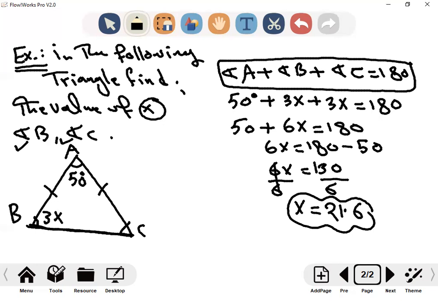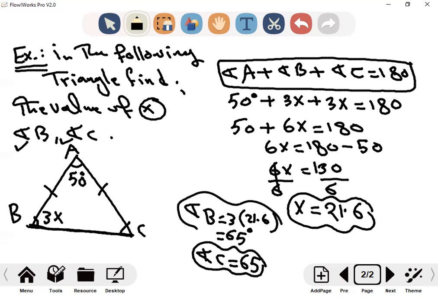Now, angle B and angle C. Angle A is given. Angle B is 3x, and x is 21.6. Replace x by 21.6, so it will be 3 multiplied by 21.6, which is 65 degrees. If angle B is 65 degrees, then angle C is also 65, they are congruent. So I get x, angle B, and angle C. Do you understand the idea?